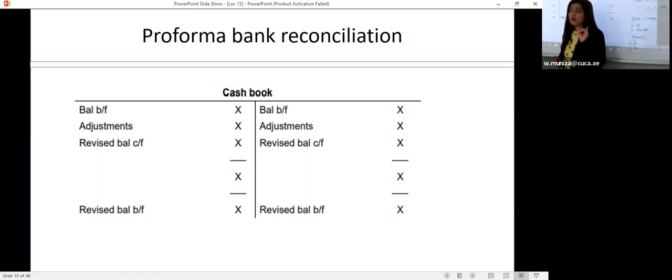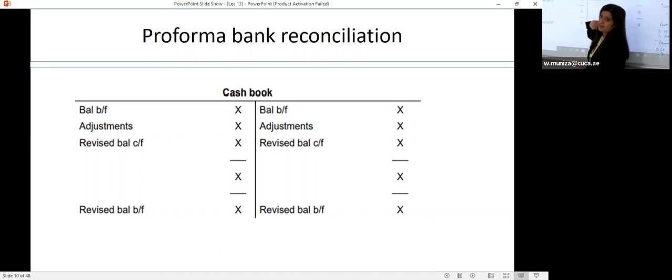Please do not confuse it with the closing and opening balances, because you have to reconcile the differences first. If they are telling you that the balance as per cash book is debit, you are going to write it on the credit side. Credit side means that it is a debit balance. Got it? Getting my point?